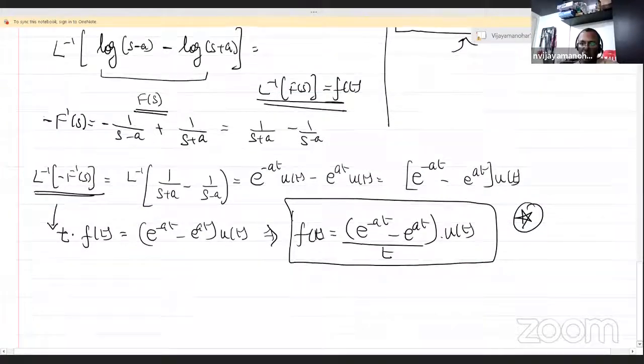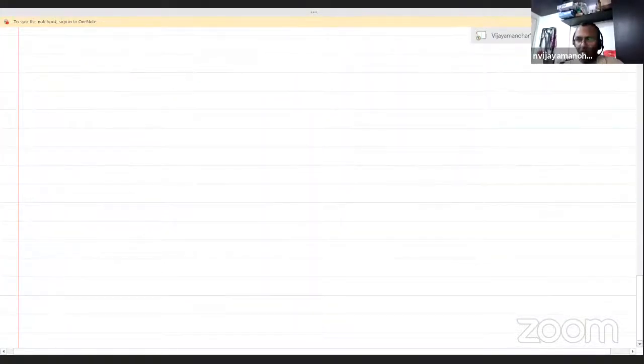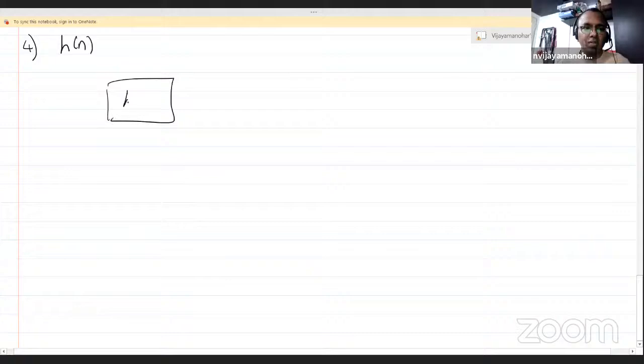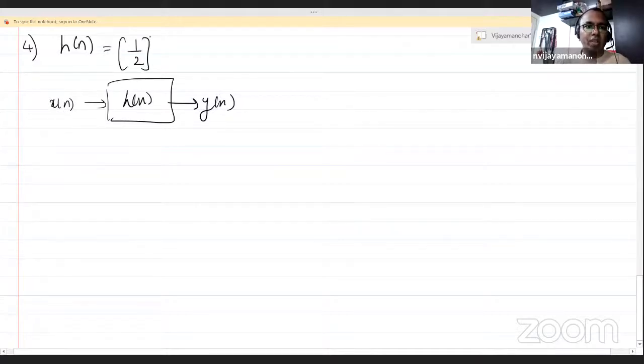So the next question goes something like this. Question number 4 was the impulse response of a system. So you have a system with h of n equal to 1 by 2 power n u of n. So if x of n equals, what did the question say? Let's see.